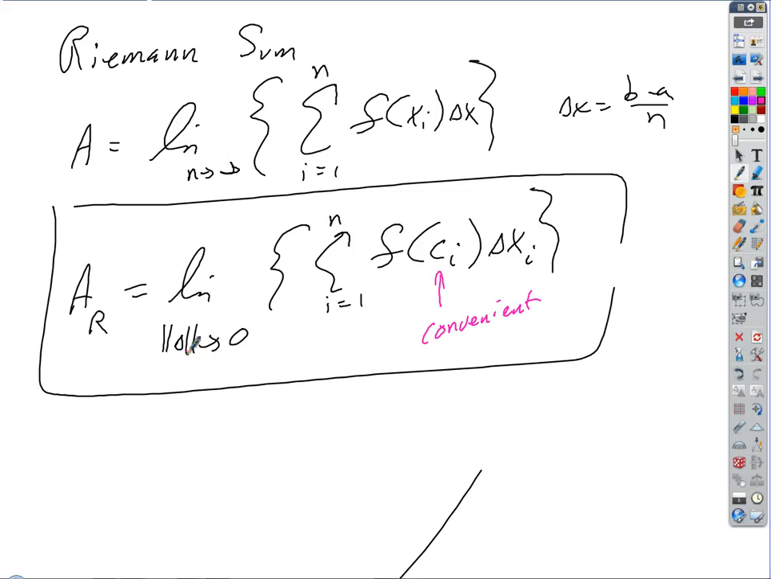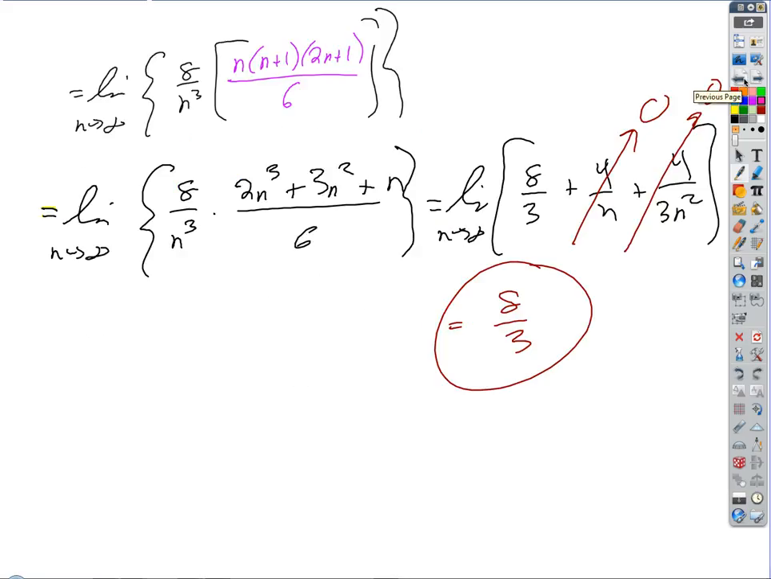Let them all be the same, right? And if delta x is (b minus a) over n, then letting the norm go to 0 is equivalent to saying let n go to infinity, right? Because then all of those subintervals are going to 0 at the same time, at the same rate. Let's choose the most convenient place to calculate the height of the ith rectangle to just be the right edge, x sub i.